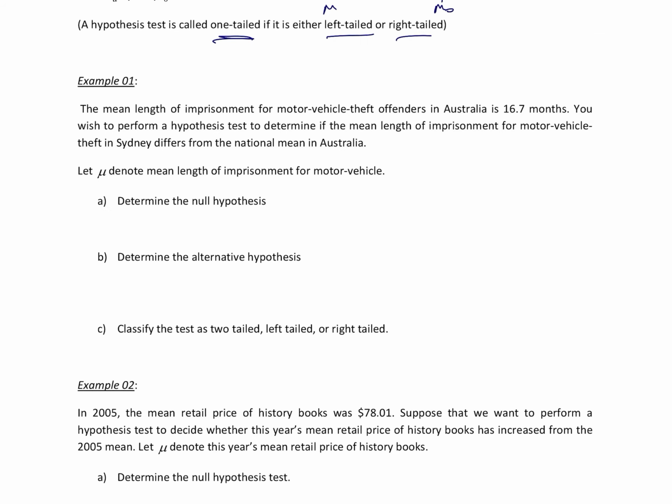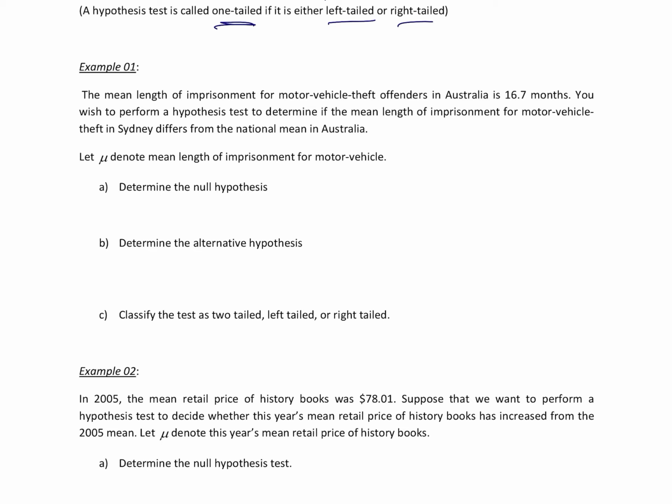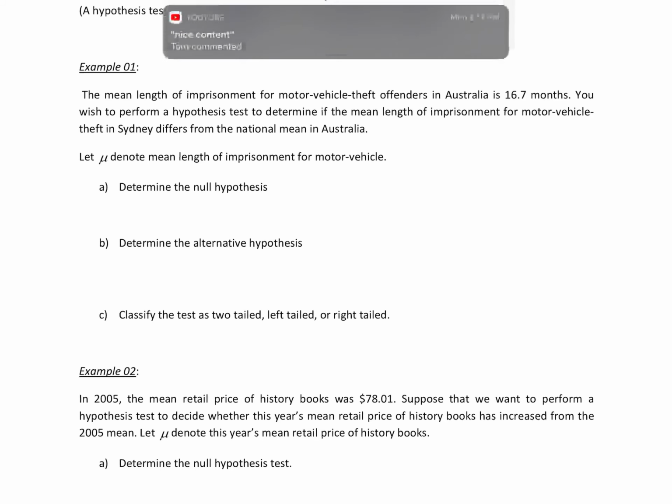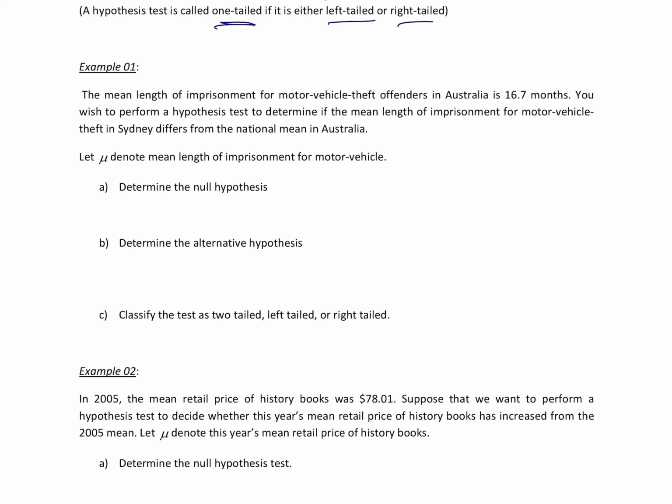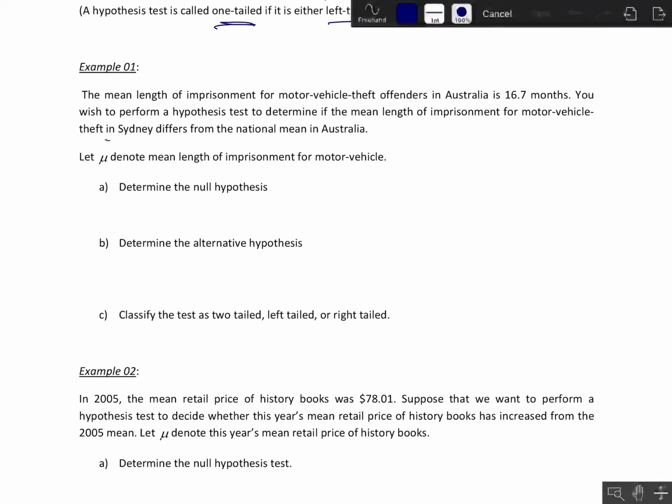So let's look at some examples. Here it says the mean length of imprisonment for motor vehicle theft offenders in Australia is 16.7 months, and we want to perform a hypothesis test to determine if that mean length of imprisonment differs from the national mean. Here we're testing it in Sydney, but that's not really going to affect our hypotheses. So I'm just going to state it this way. Our null hypothesis is that the mean in Sydney is going to equal the stated mean, which is 16.7. So that's our null hypothesis.